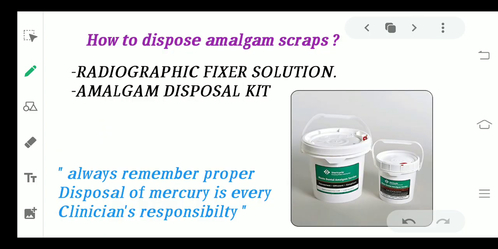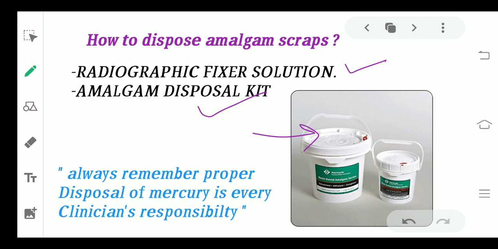Now, how to dispose of amalgam properly? It is very important that the excess amalgam, which is not filled in the cavity or which is burnished out, is disposed of. Now, how are you going to safely dispose of this? Either you can use the radiographer's fixer solution, or there are specialized amalgam disposal kits like this which can be used to dispose of the amalgam scraps or the mercury which is left. They can be recycled later.